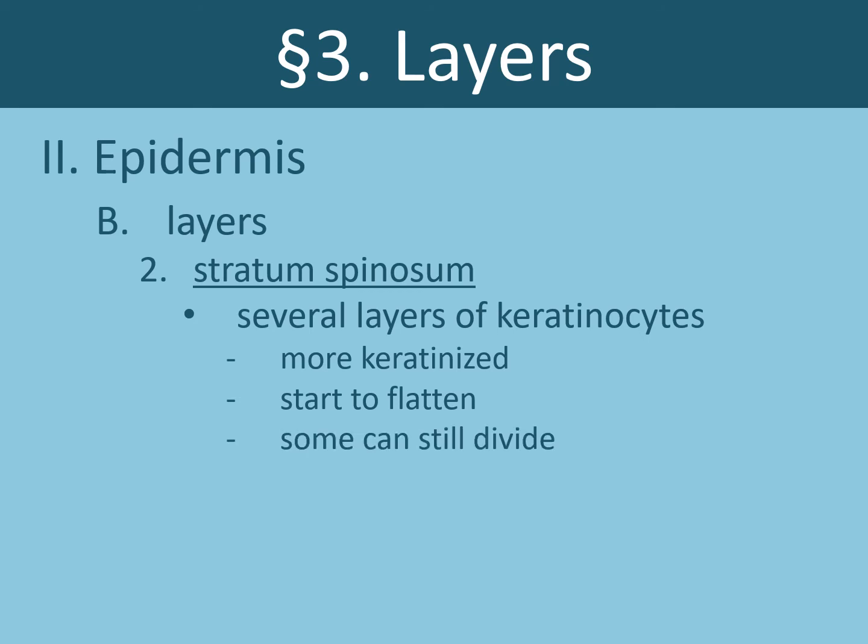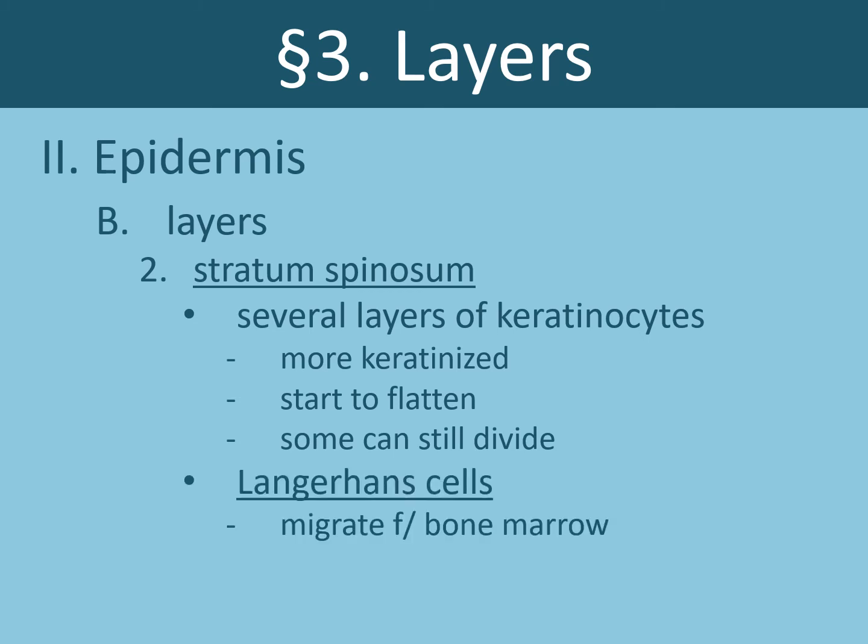There are a few cells in the stratum spinosum that can still divide. In this layer, you will also find the Langerhans cells. These are cells that migrate from the bone marrow and provide an immune function, and that they guard against pathogens.